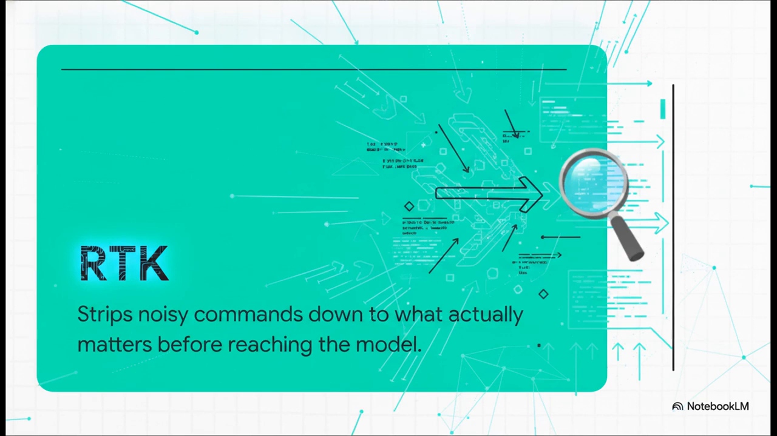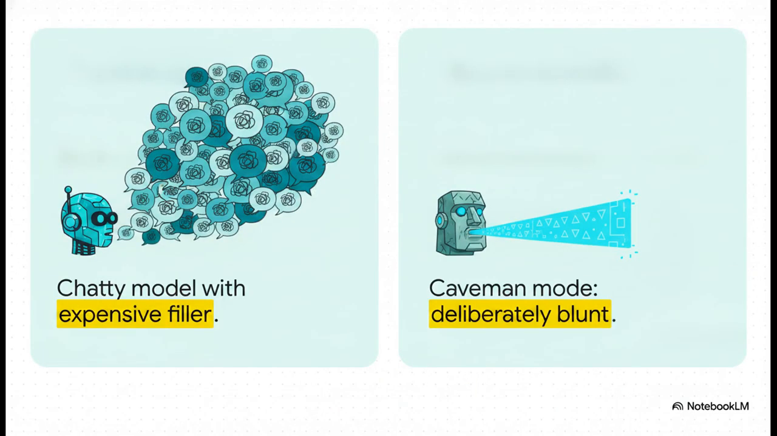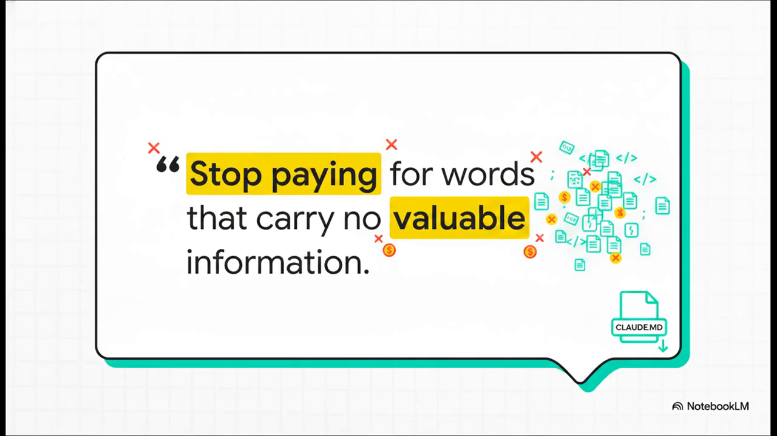First up, stop feeding models massive test logs. Use RTK to instantly strip away useless shell output. Honestly, this automatically achieves a massive 60 to 90% token reduction on your daily dev loop. Next, trim the pros. Caveman mode ruthlessly cuts out all that expensive, chatty filler from your outputs. Just force blunt, zero filler rules in your claude.md file. It literally cuts token waste instantly.